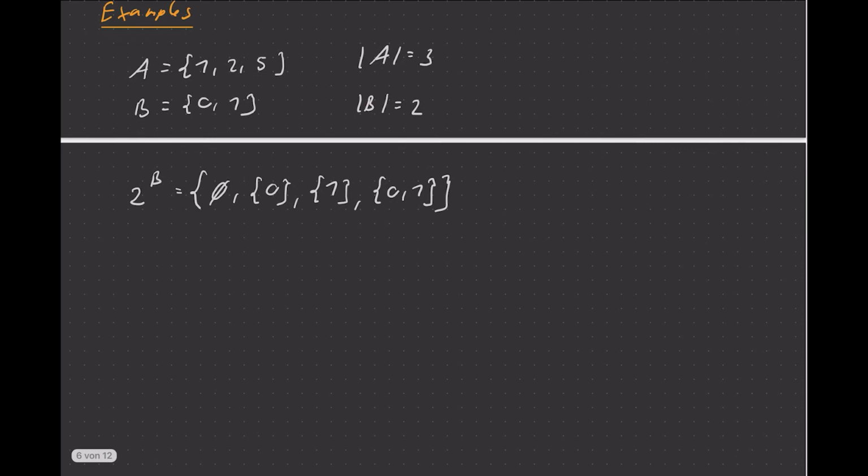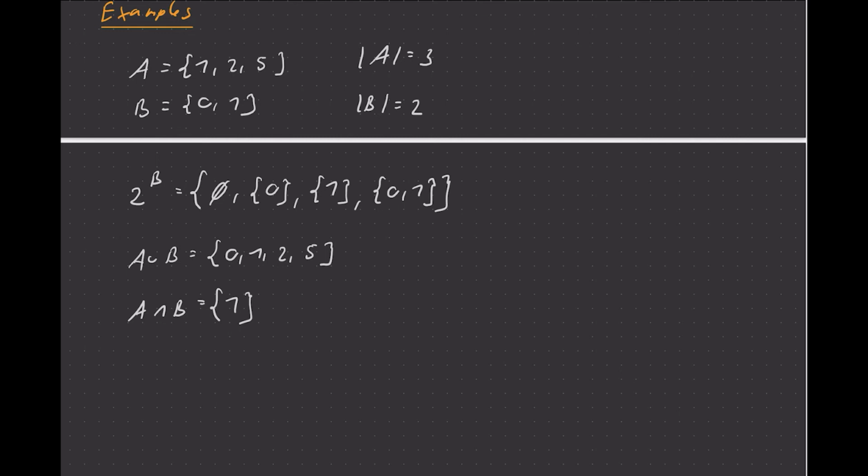Okay, let's do some set operations. We could take the union of A and B, for example. So we take all elements that are in A or in B, and that would be 0, 1, 2, and 5. Or we could take the intersection, all elements in A and also in B, that's just one element, the 1 in both.